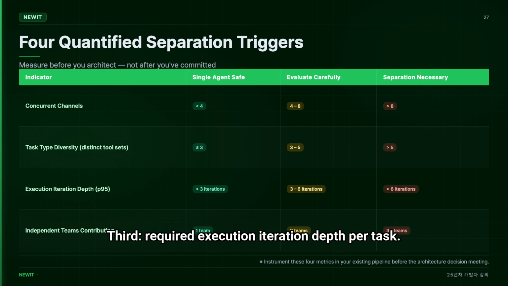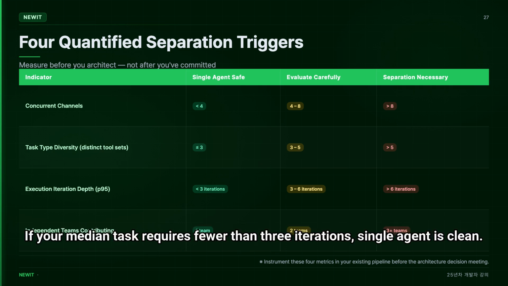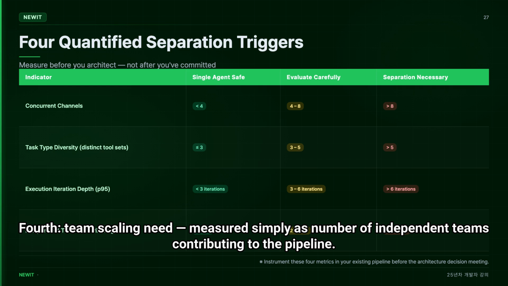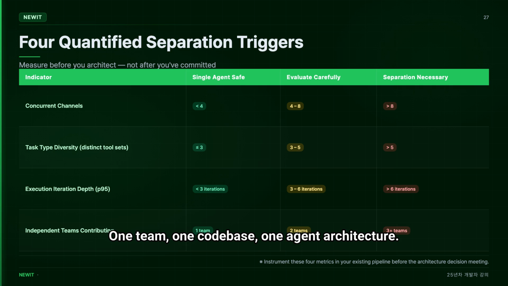Third, required execution iteration depth per task. If your median task requires fewer than 3 iterations, single agent is clean. If your 95th percentile task requires more than 6 iterations, you need Hermes-style isolated execution loops or your orchestrator's context accumulates failure state. Fourth, team scaling need, measured simply as number of independent teams contributing to the pipeline.